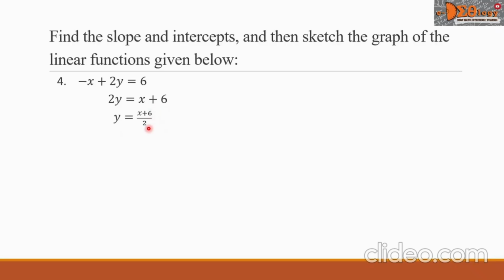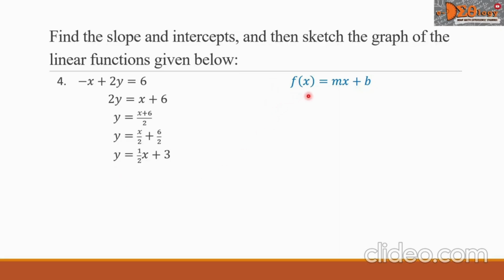We distribute this 2 to the x and to the 6 respectively. So the right side becomes x over 2 plus 6 over 2. We can rewrite our right side. This x over 2 we can write as 1/2 times x, and then the 6 over 2 we write as 3. So we have 1/2 x plus 3. This is our linear function standard form. Remember that the y here is the same as f(x).